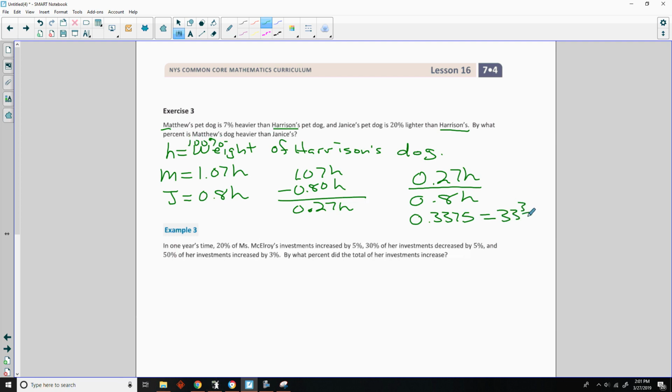Which is 33.75%. Okay. So Matthew's dog is 33.75% heavier than Janice's dog.